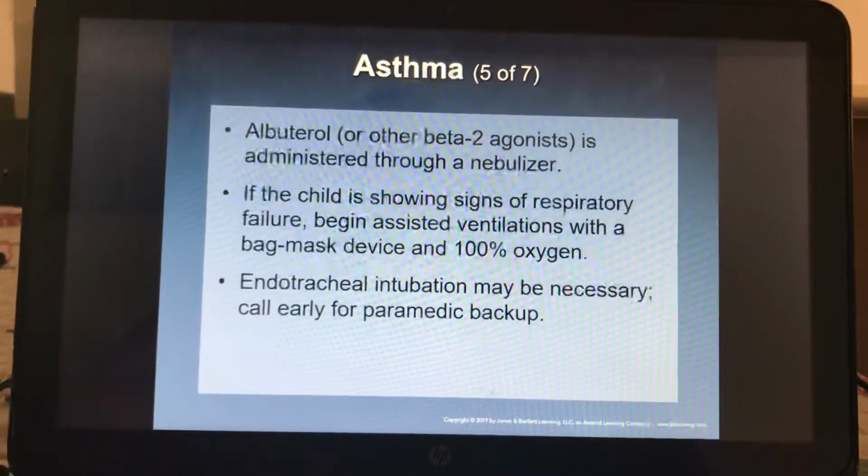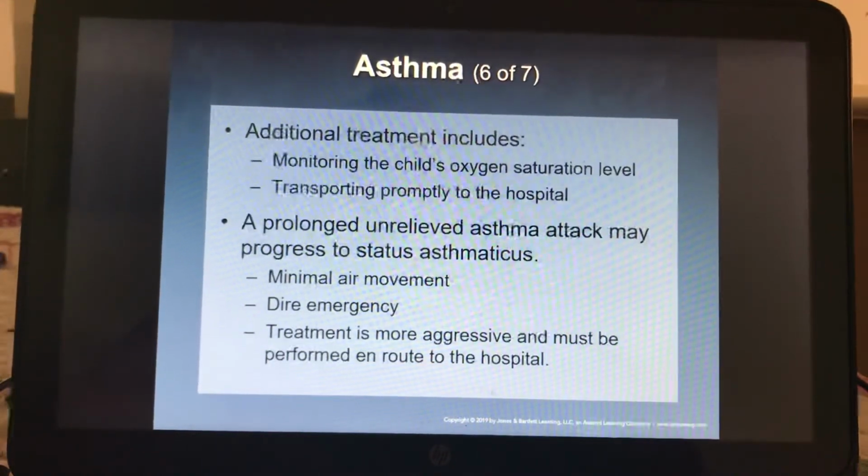Maybe tube them, but that's a paramedic skill. Monitor their O2 stats. Just keep an eye on them. Continue to do a respiratory assessment as well. You want to know if the wheezing is getting worse or getting better, because you may be nebbing them, but you may have to do more DuoNebs or more breathing treatments or more albuterol. So keep that in mind too.